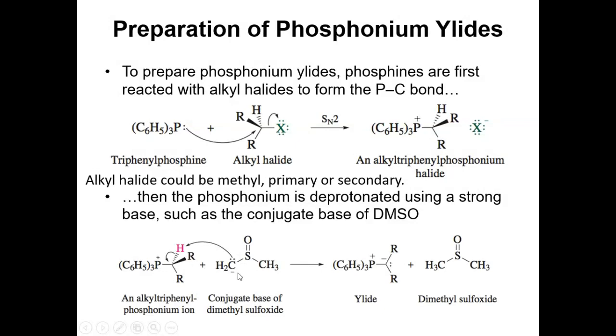Because the strong base is going to have a counter ion, a cation, this cation can go with the halide. Let's say if the counter ion is sodium, then sodium halide will leave the system.